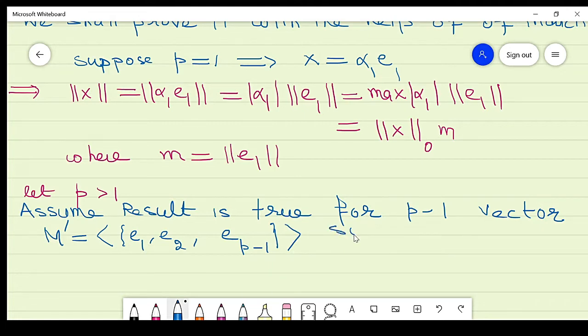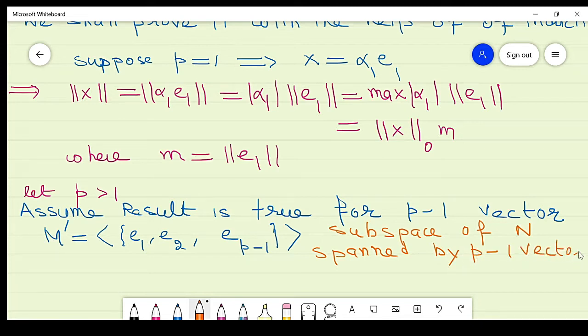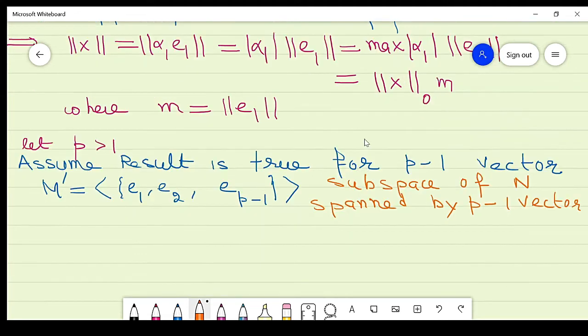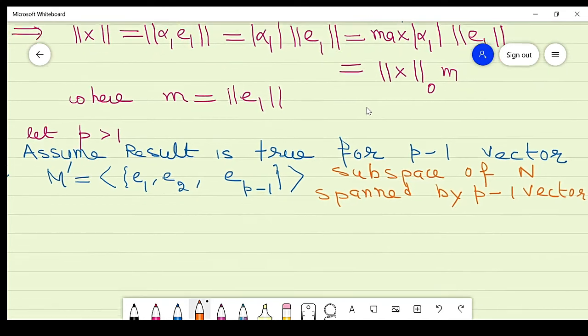So this is a subspace of N and spanned by p minus 1 vectors. Clear? And our result is true for this M dash. And by equation number 1, that part is also true. So it is true for p minus 1 vectors. Clear?